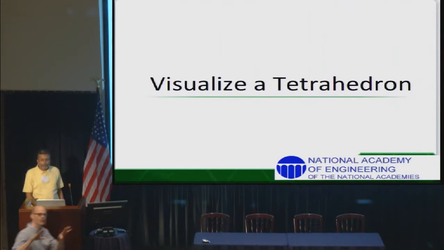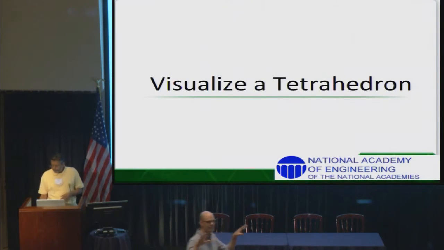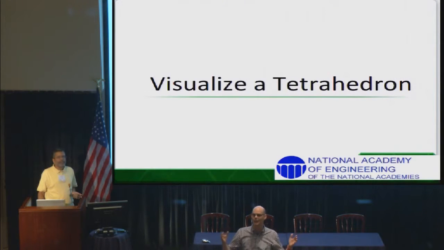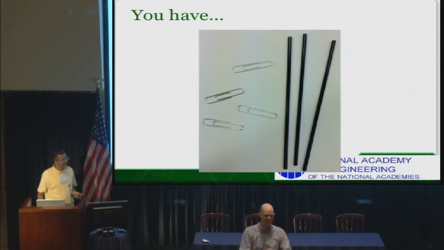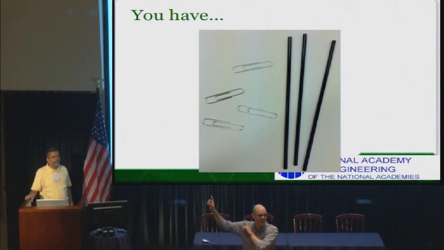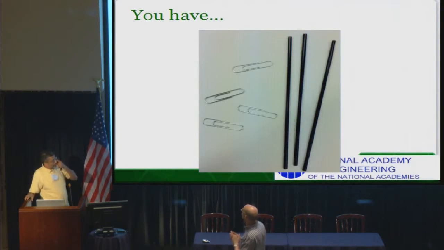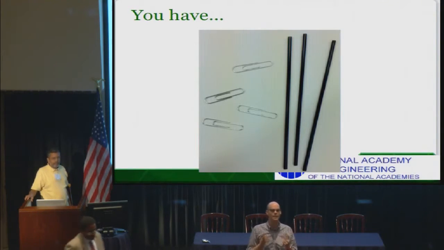So, okay, take a few seconds now and visualize the tetrahedron. Everybody got it? Who doesn't know what a tetrahedron is? Okay, good, excellent. You have 4 paper clips and 3 straws. Pair up with somebody near you and build a tetrahedron.